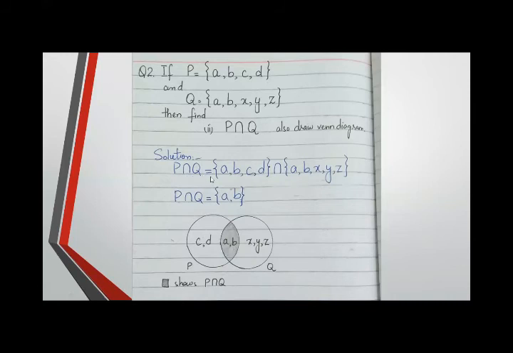Firstly, we write our P set, which is A, B, C, and D. Now here we put the intersection sign. Then we write the second set, which is A, B, X, Y, and Z. Now from the definition of intersection, we know that the common elements in both sets are written within a single set. Now here you can see, students, P intersection Q is equal to A, B. These two elements are common in both sets.